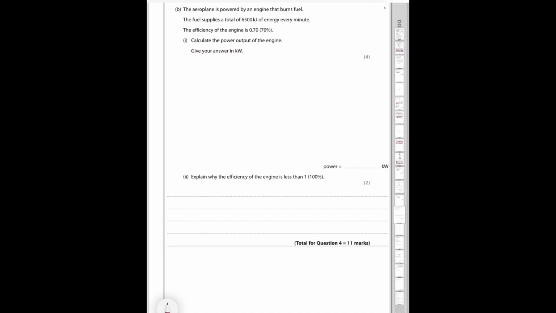The fuel supplies 6,500 kilojoules of energy every minute. The efficiency of the energy is 0.7. Calculate the power output of the engine and give your answer in kilowatts. So the first equation that we need to use is efficiency is useful energy output divided by total energy input.